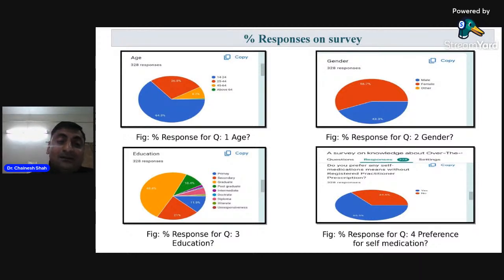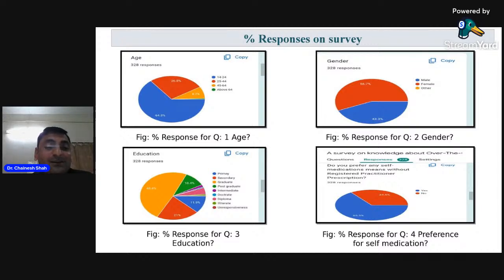Currently I have that Google form. If you request, I will share this data also. Till now, whatever we have surveyed, we have not published this paper because we still want to collect from other regions also. So age-wise, the youngest are more self medicated. Then the second thing, gender. You will believe that female are more self-medicated than male.